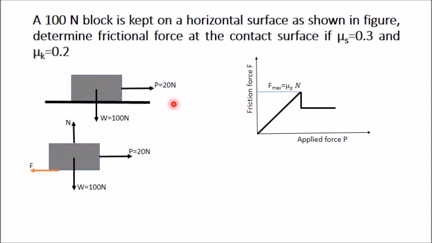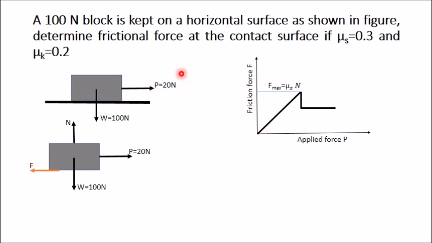If this particular force P is just equal to this maximum frictional force, in that particular case again it will be in equilibrium, but it will be on the verge of just start of motion. So in that particular case, friction force will be maximum and its value will be given by μs into normal reaction acting between this block and this surface.